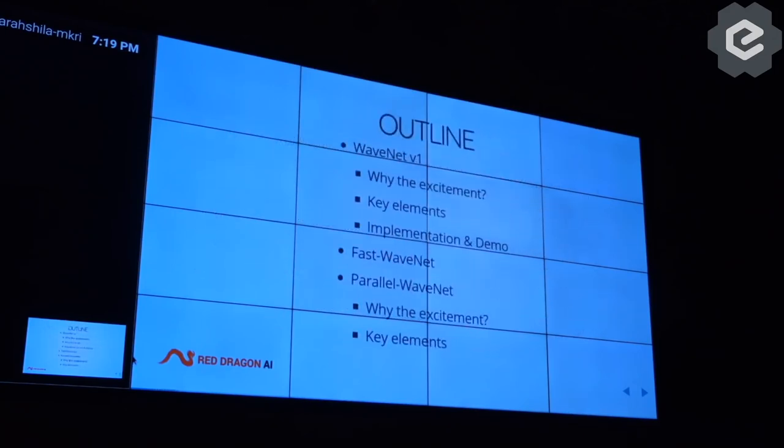Okay. So the outline of this, I'm going to talk a little bit about WaveNet version 1 and what it's made out of. And then some enhancements. So there was Fast WaveNet, which is a necessary optimization. But then we're into Parallel WaveNet, which is a whole new ball game, and that is what is shown on Google Home in America and in Japan. But why is it exciting, and how did that work?